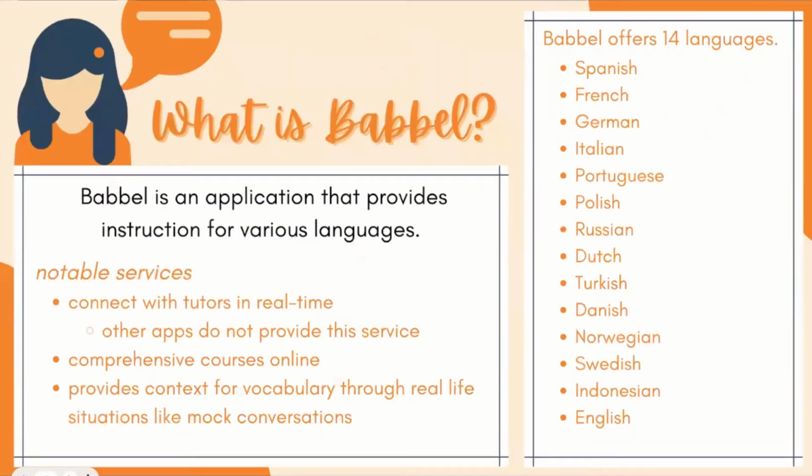So firstly, what is Babbel? Babbel is an application that provides instruction for various languages. It has a few different notable services, including connecting with tutors in real time. And this is an important feature as other apps do not provide this service. It also has comprehensive online courses, which makes it very accessible. And it provides context for vocabulary through real-life situations like mock conversations, so that you can truly learn the language. It offers 14 different languages, including Spanish, French, German, Italian, Portuguese, Polish, Russian, Dutch, Turkish, Danish, Norwegian, Swedish, Indonesian, and also English.